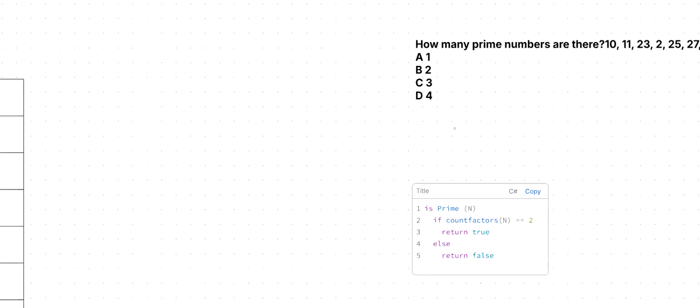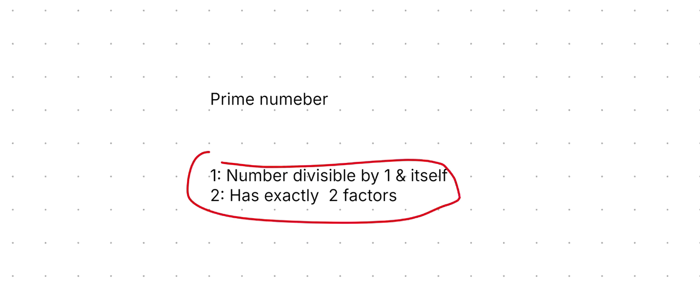So next is prime number. Okay. I think everyone knows what a prime number is. We can say a number divisible by one and itself, and has exactly two factors, is a prime number, correct? I think these two definitions we always saw, maybe in first, second class, or maybe from the beginning, we always see these two things, okay?